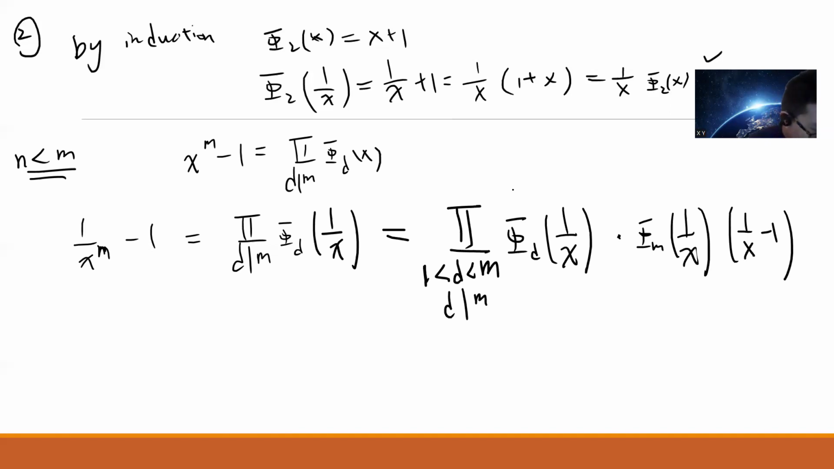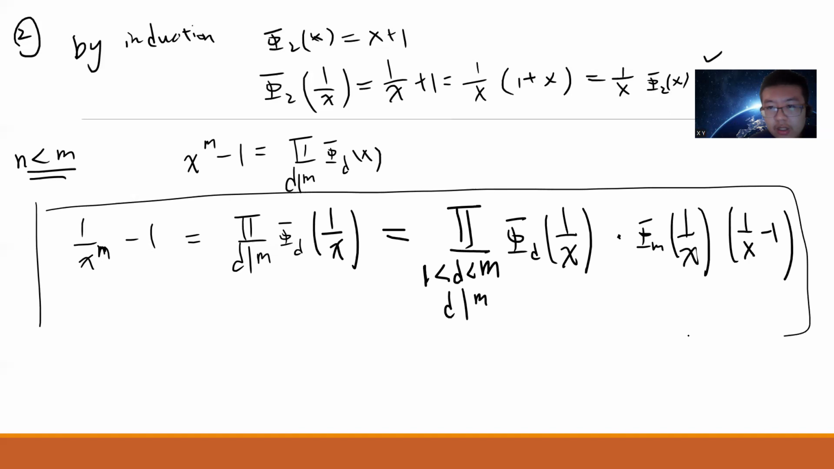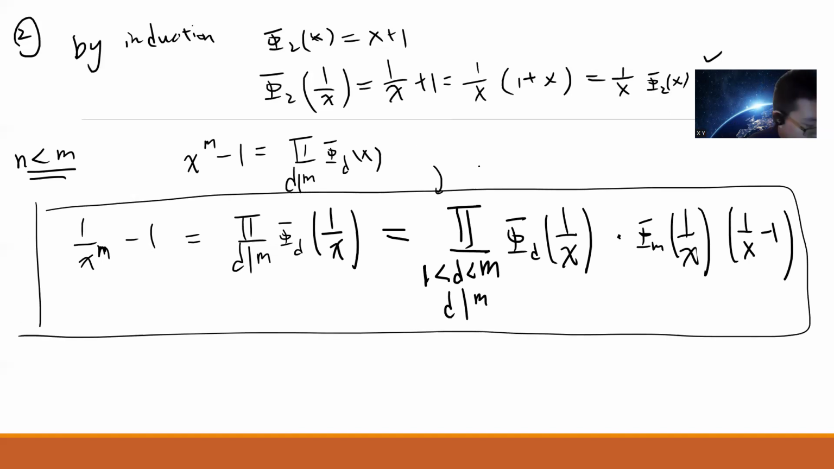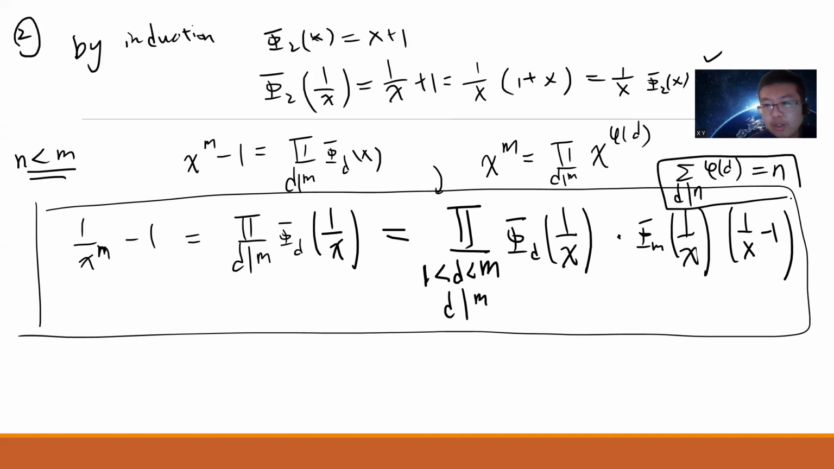Now let's multiply both sides of the equation, using x to the m equals the product over d dividing m of x to the phi of d. So this is another result. Basically, if you take the Euler totient function, the sum over d dividing n becomes n. You can check out my analytic number theory, but this one is not difficult. You just write down the definition. It's almost the same thing as the previous proof.